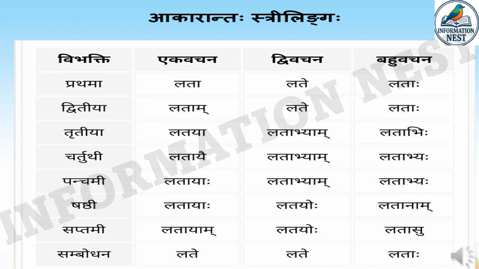Coming to Saptami Vibhakti, the in or on case. If a bird is sitting on the creeper, we use Latayam. This yam ending is very common for feminine words in the seventh case, and for many creepers it is Latashu. Coming to Sambodhana, that is calling out. Finally, if you were talking to the vine in a poem, you would say he late.